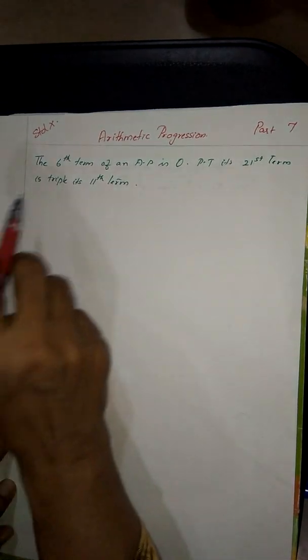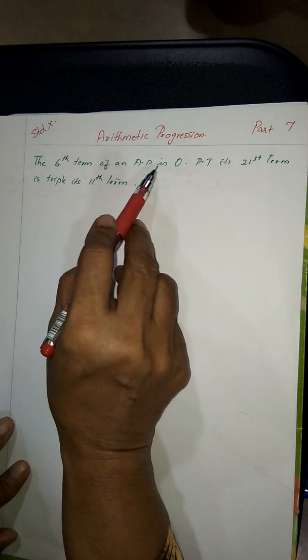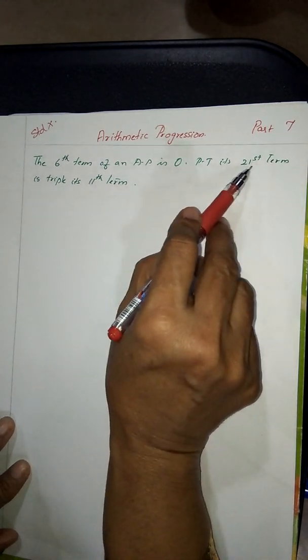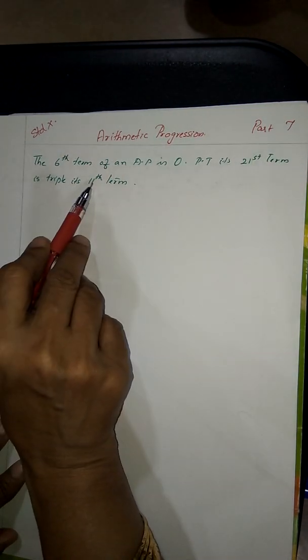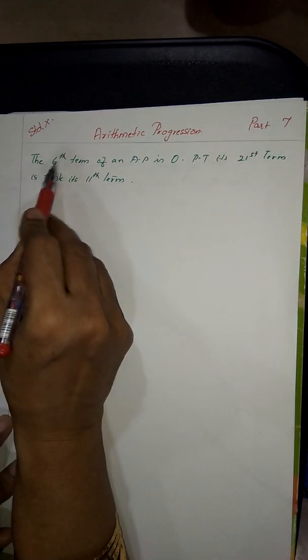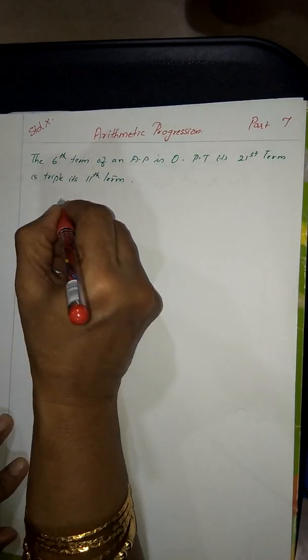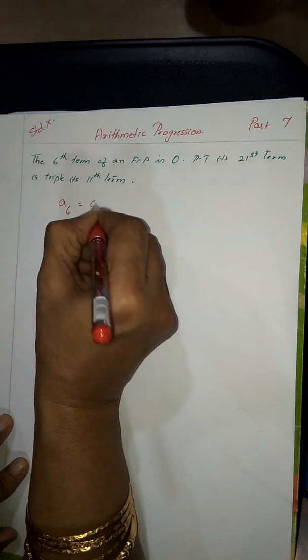The chapter is Arithmetic Progression for Standard 10. The sixth term of an AP is 0. Prove that its 21st term is triple its 11th term. So the sixth term is 0, so A6 is equal to 0.